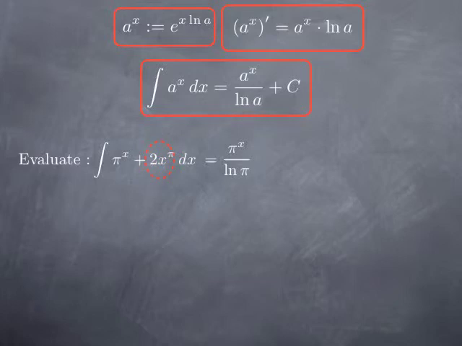For the second term, we have 2x to the pi. Now this time the exponent pi is constant and x is a variable. So we have a power of the variable. We should use a power rule for antiderivatives. If I have x to the n, an antiderivative is x to the n plus 1 over n plus 1, provided of course that n is not negative 1. So we get 2 over pi plus 1 multiplied by x to the pi plus 1. This is of course up to a constant.